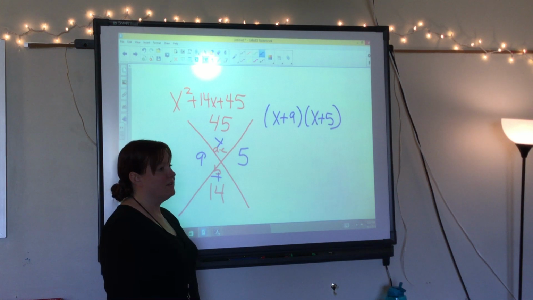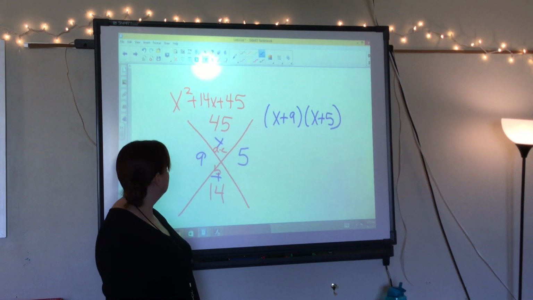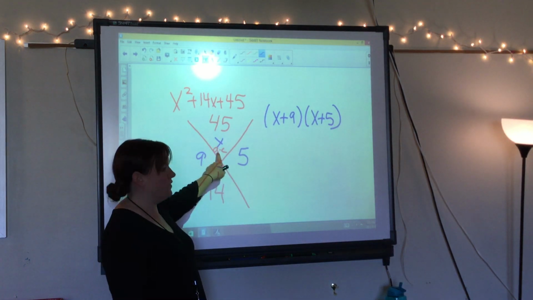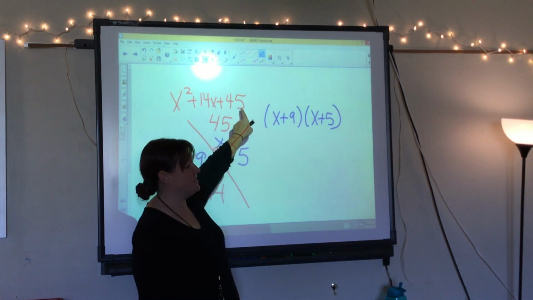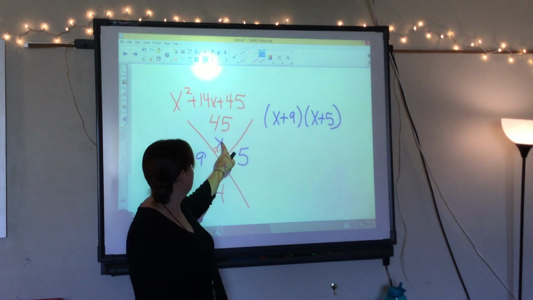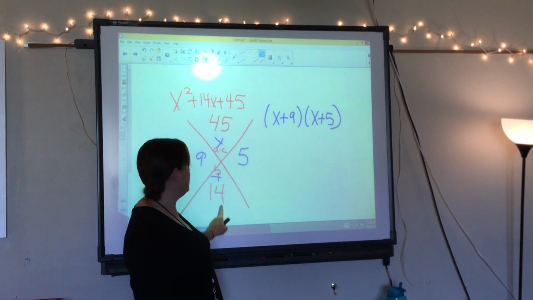Do you put the bigger number on top? No, you put A times C up here. So whatever your A is and whatever your C is, you multiply them together. You put it here. And whatever your B is goes on the bottom.